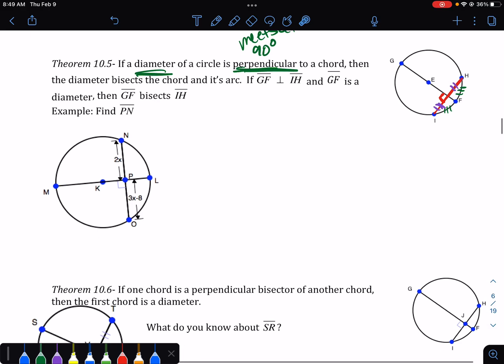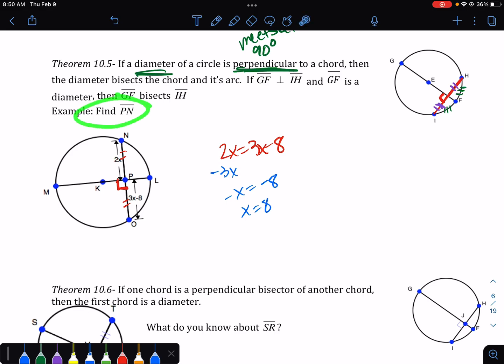So if we have this, notice this is a diameter. I know this is a diameter because it goes through the center of K. We know that it's perpendicular because of this sign right here. So I now know that these two are congruent. So I can set 2x equal to 3x minus 8. I'm going to subtract the 3x to the other side. So I have negative x equals negative 8. So I multiply or divide by a negative 1. So I end up with x is 8.